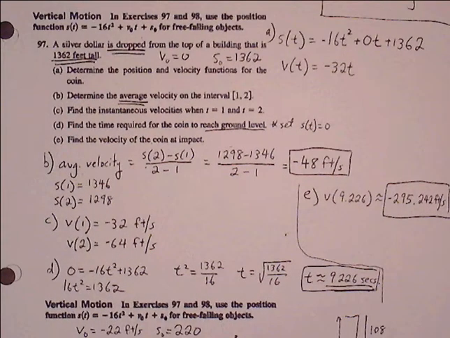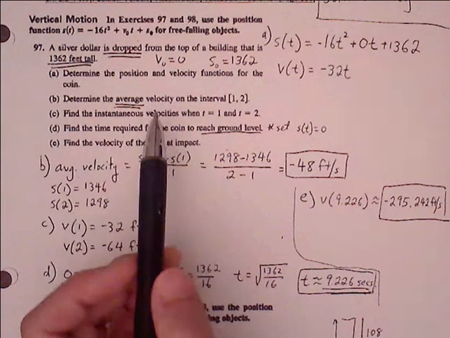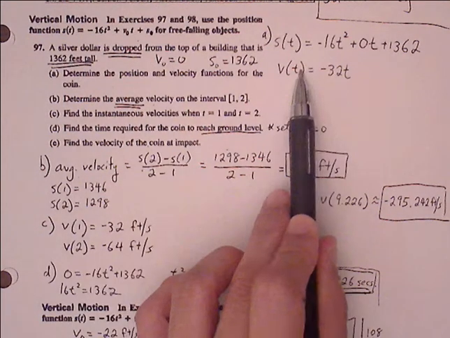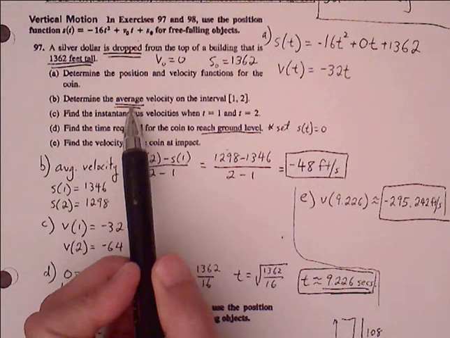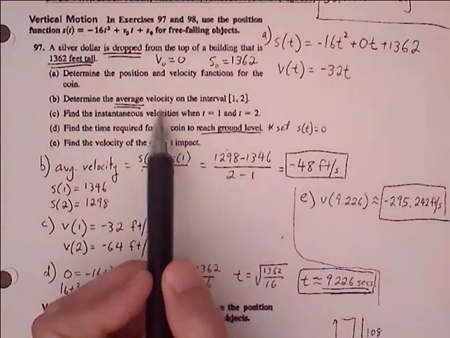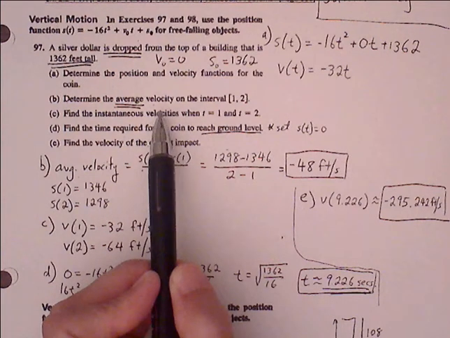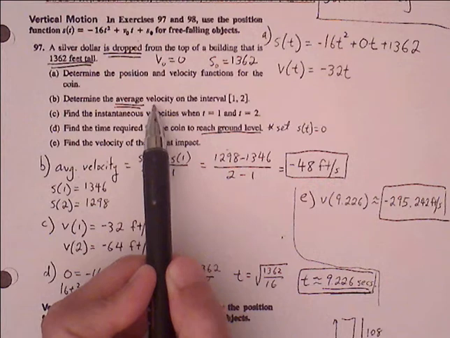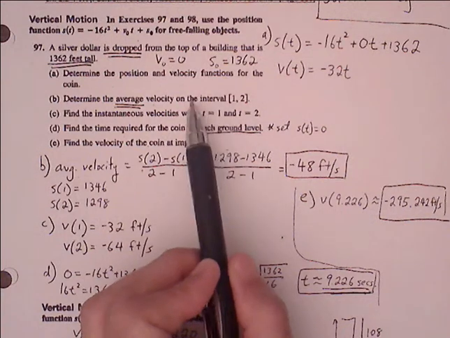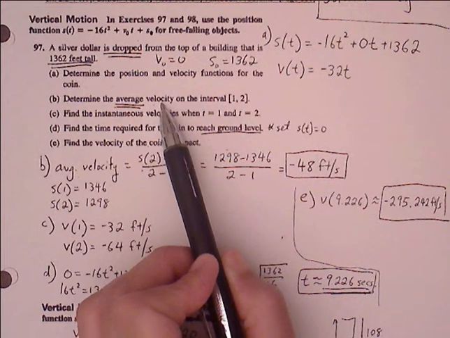Part B says determine the average velocity. One thing we have to keep in mind is that average velocity doesn't necessarily mean we're using the velocity function. If you're asked to find the average velocity and you're given two time endpoints, the definition of average velocity in this case is change in position over change in time. So average velocity is the rate of change of position. Essentially it's using slope. This is asking for the slope between the two positions at these time intervals.